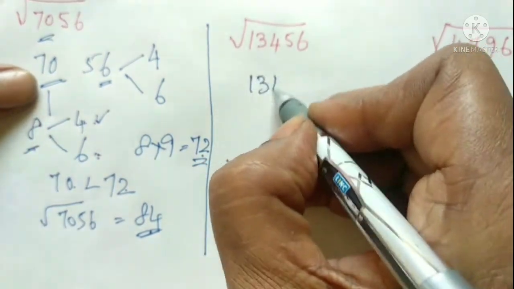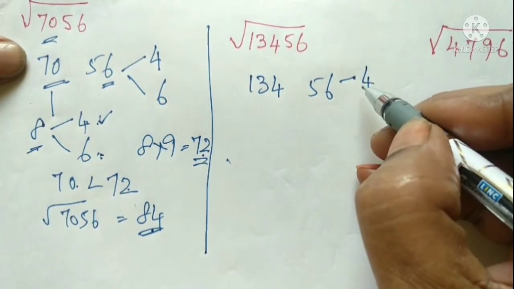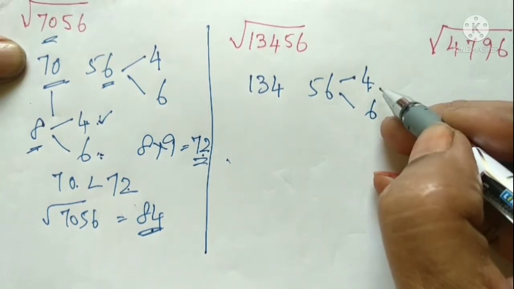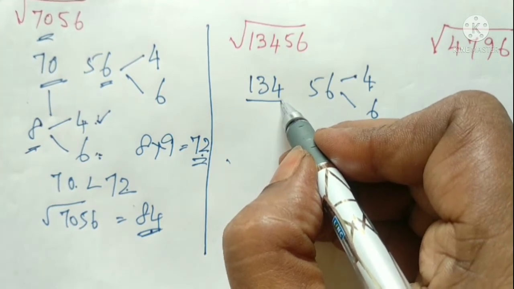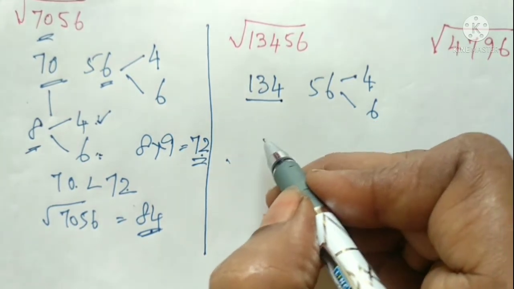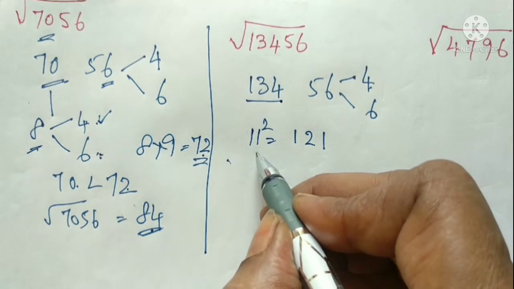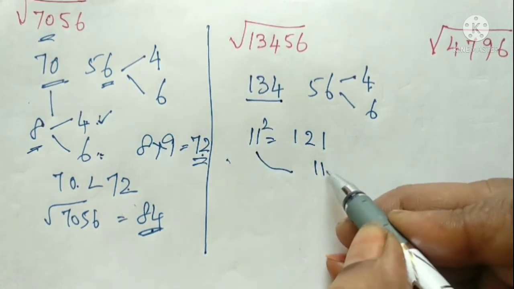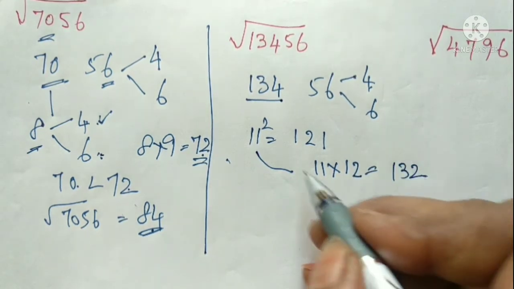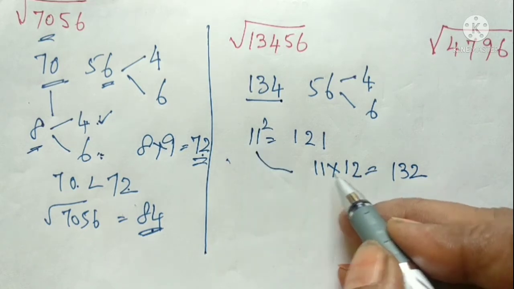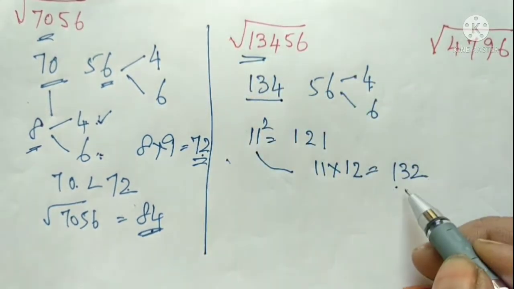13,456. The first part is 134 and the second part is 56. 56 means it is either 4, 4 4 is 16, or 6, 6 6 is 36. Now take the first part. The perfect square just below 134 is 11 square, which is equal to 121. 11 is multiplied by the next digit, 12, 11 12 is 132, and we have to compare 134 with 132.